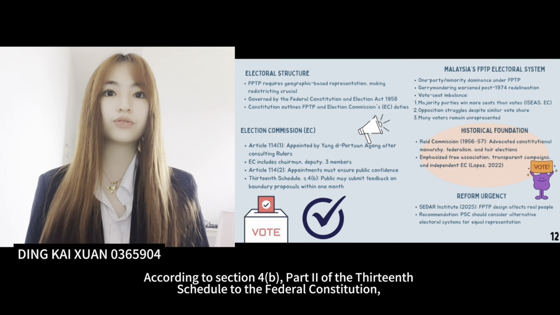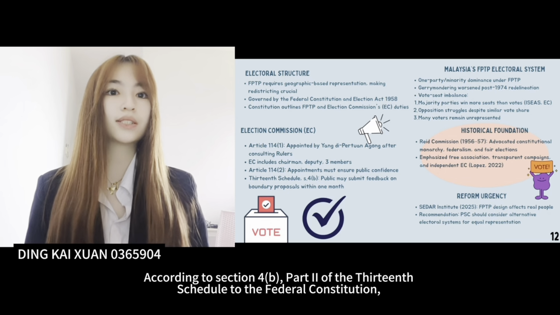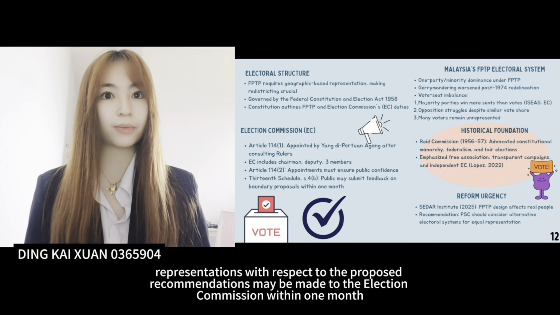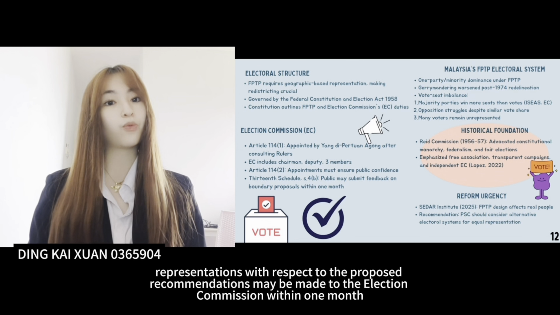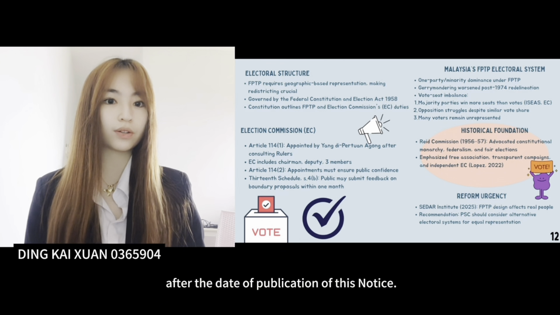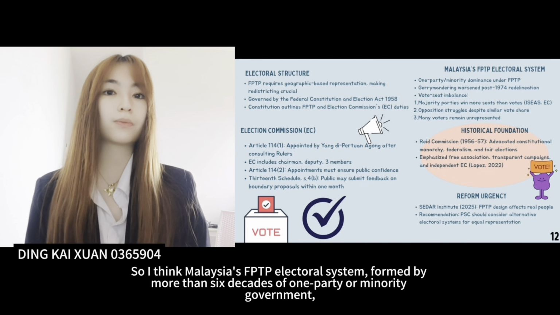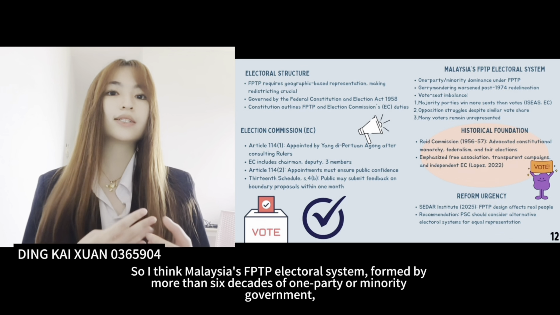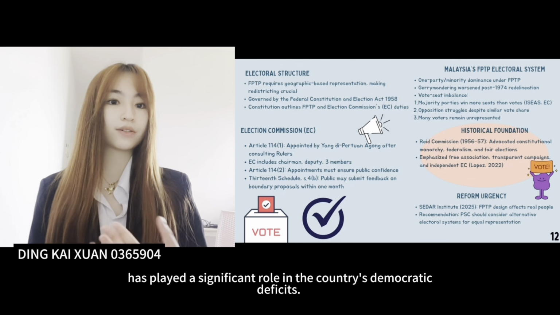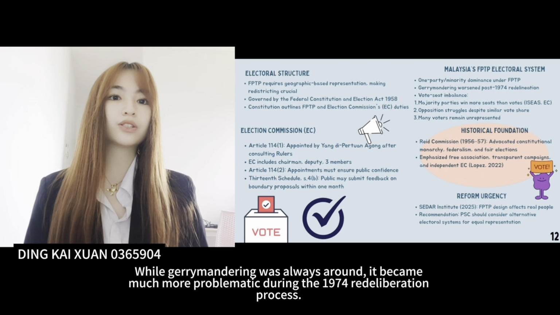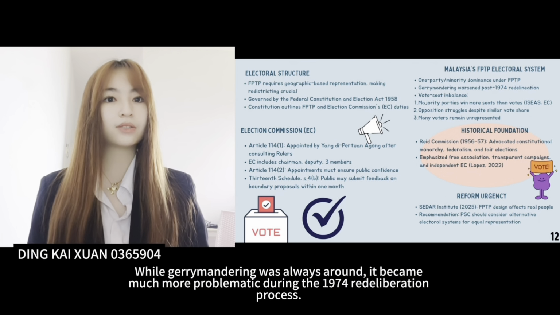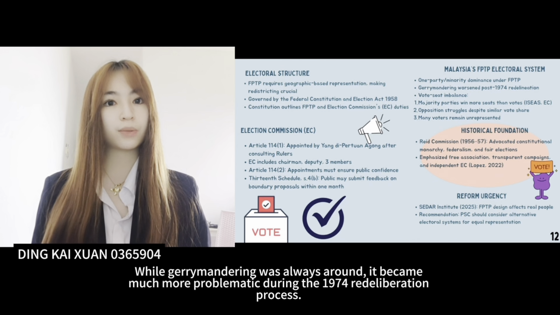According to Section 4B, Part 2 of the 13th Schedule to the Federal Constitution, representations with respect to the proposed recommendations may be made to the Election Commission within 1 month after the date of publication of the notice. I think Malaysia's first past the post electoral system, shaped by more than 6 decades of one-party minority government, has played a significant role in the country's democratic deficits. While gerrymandering was always around, it became much more problematic during the 1974 redelineation process.